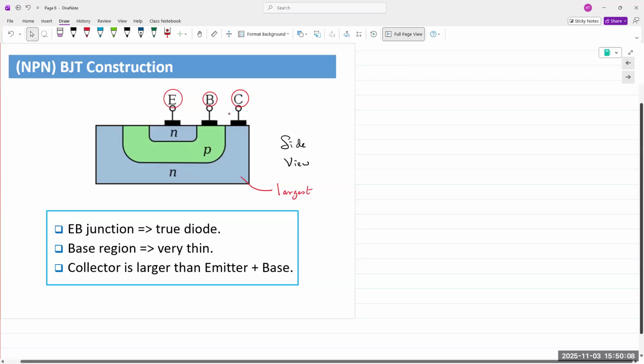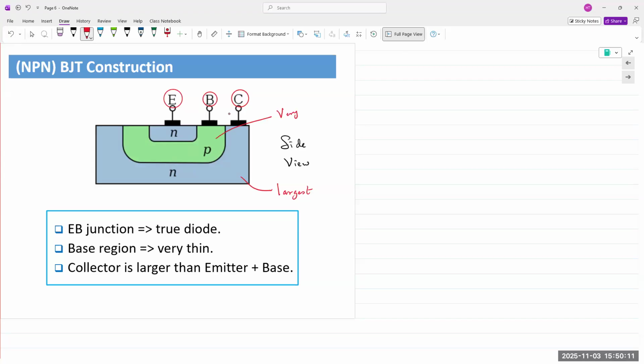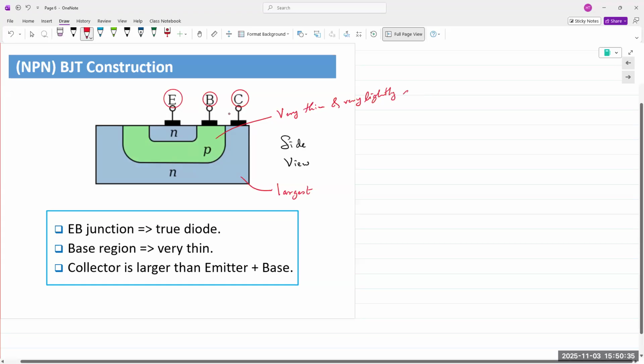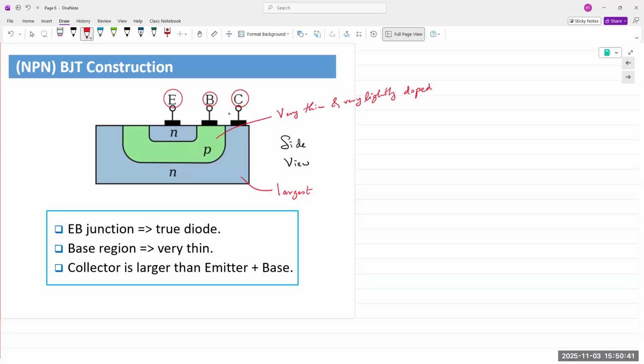It is very thin. Also, it is very, very lightly doped. And these two put together result in the function of the BJT. The base is very thin, plus it is very lightly doped, meaning there are not enough charge carriers.